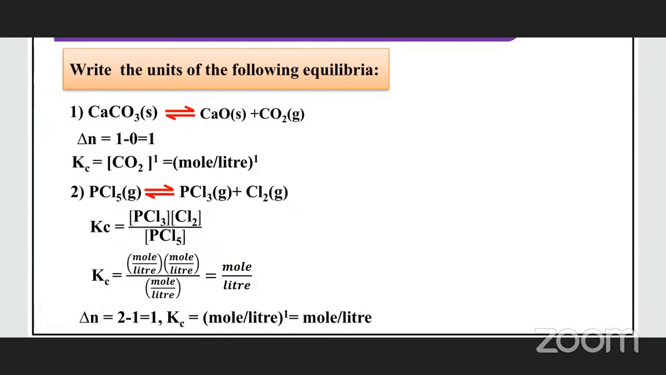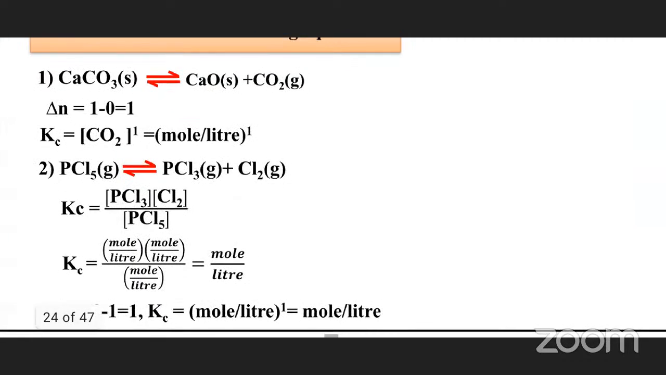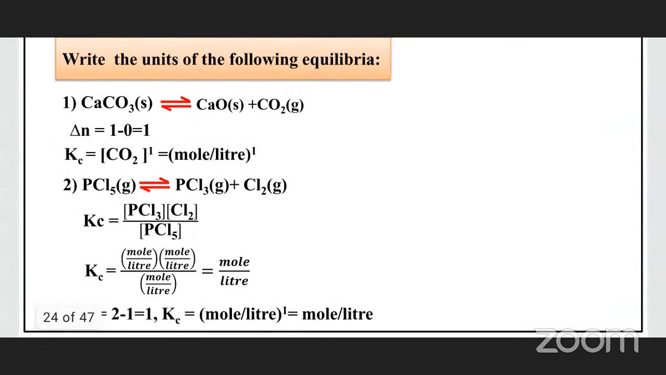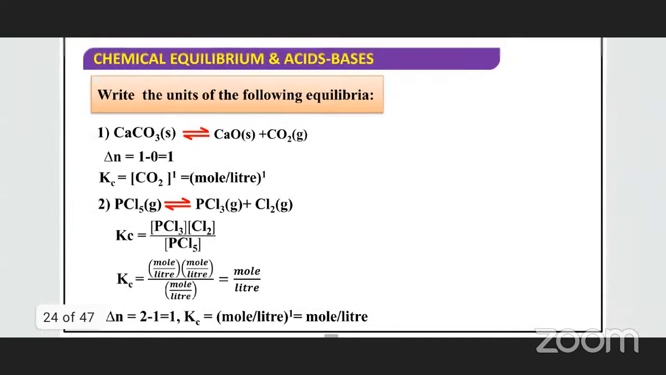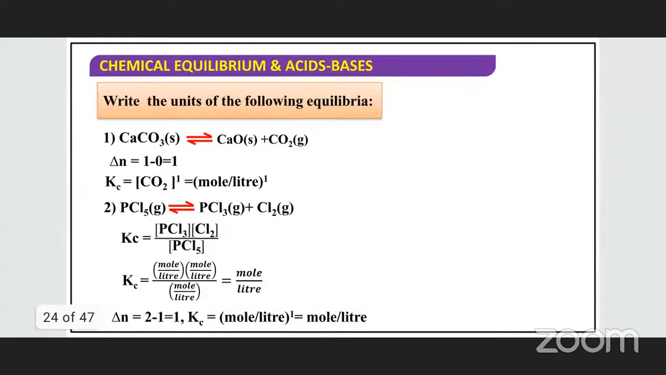Next example, PCl5 gives rise to PCl3 plus Cl2. Kc is equal to the molar concentration of products by the molar concentration of reactant. Kc equals PCl3, units mole per liter, times Cl2 molar concentration, mole per liter, divided by PCl5 molar concentration, units mole per liter. One mole per liter gets cancelled, so the Kc units are mole per liter. Delta N is equal to the number of moles of product, PCl3 and Cl2, 1 plus 1, 2, minus PCl5 number of moles, 1. 2 minus 1 equals 1. Kc has units of mole per liter.